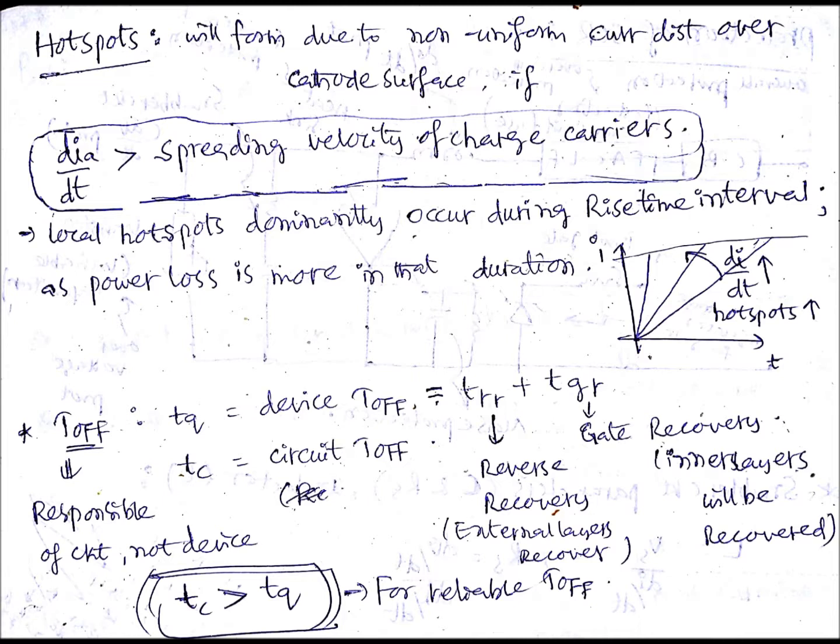And what is meant by device turn off? It includes two times, that is reverse recovery time and gate recovery time. The reverse recovery time is due to the external layers, that is the recovery of the external layers of the device. Similarly, gate recovery is for the inner layers. As I have mentioned, the circuit turn off time should be greater than the device turn off time for reliable turning off of the device. Fine, this is very important.